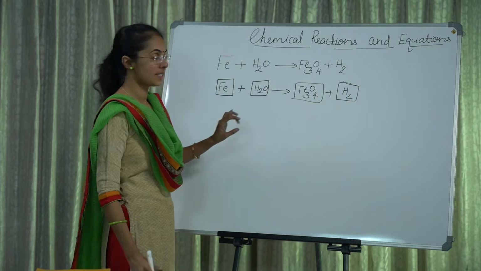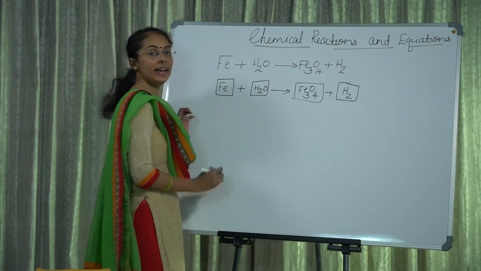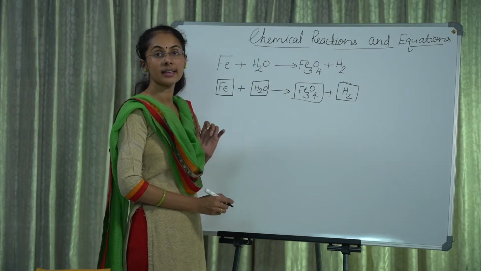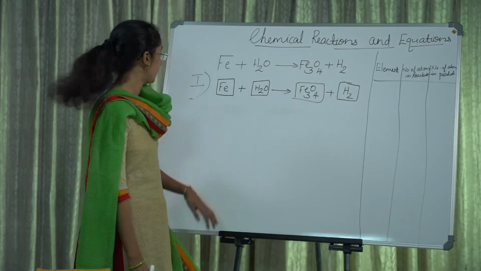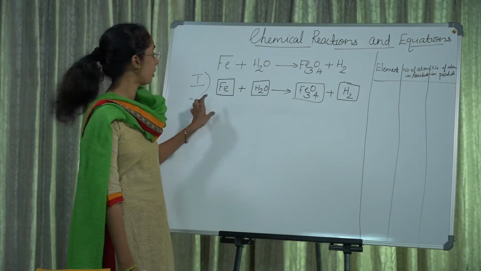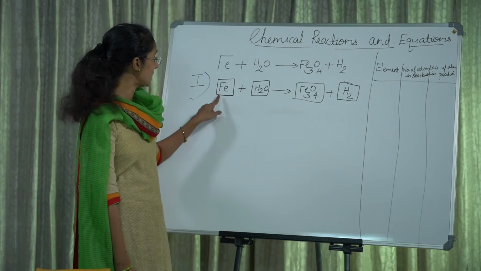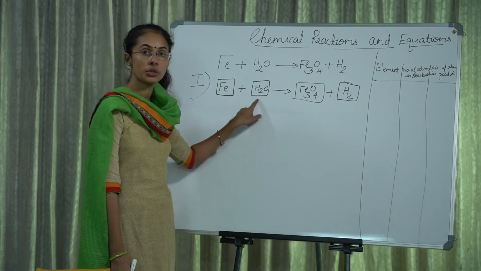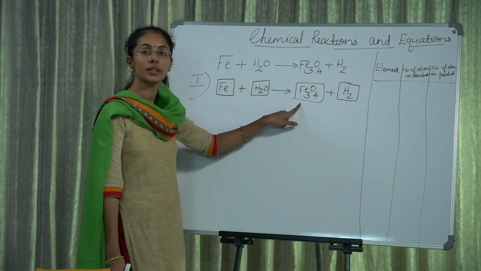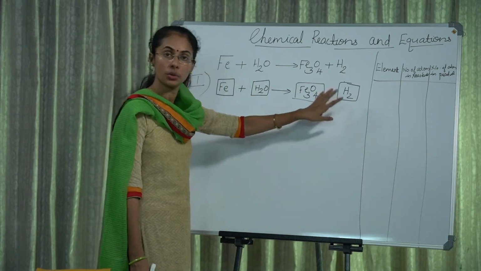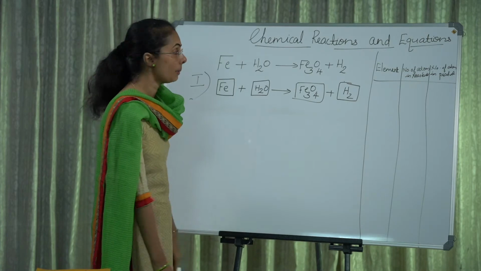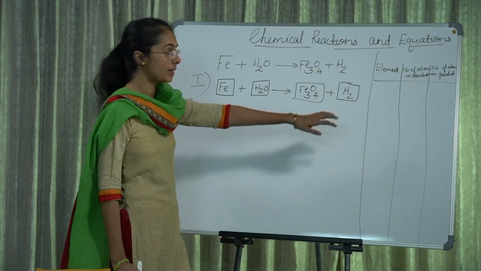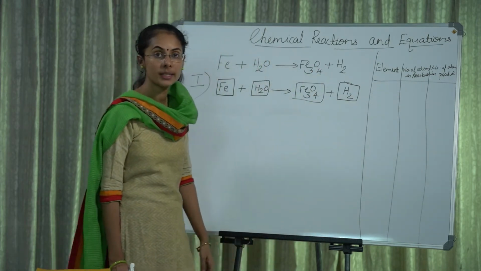First you draw one column. Then next step, write the number of atoms in reactants and products. In the first step, you draw boxes around each formula. First one is Fe, draw one box, then H2O, draw one box, then Fe3O4, draw one box, and H2, draw one box. Then second step, write the element, the number of atoms in reactants and the number of atoms in product.